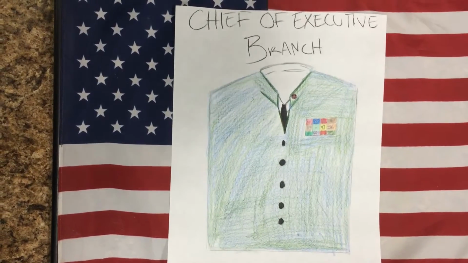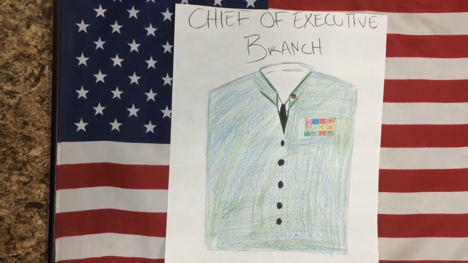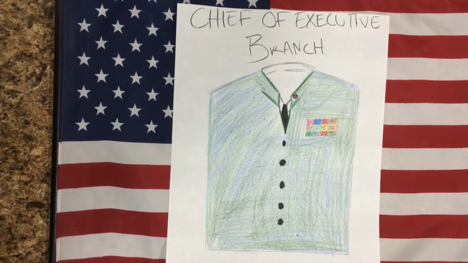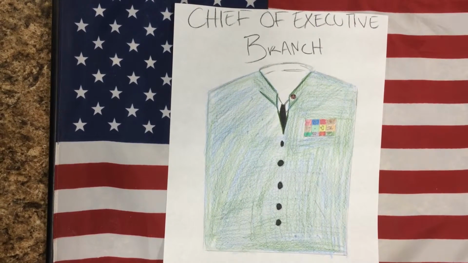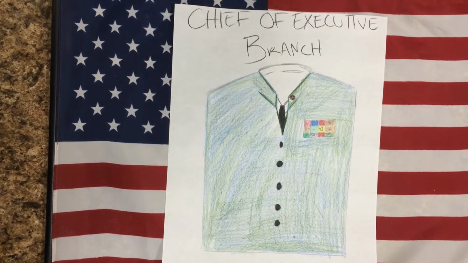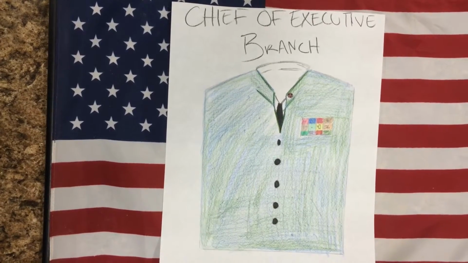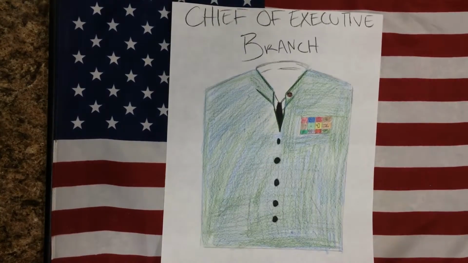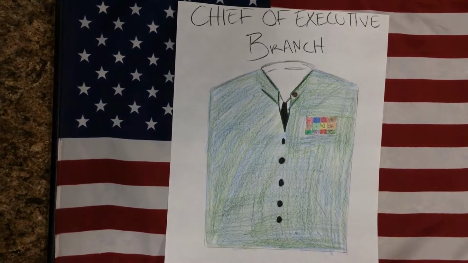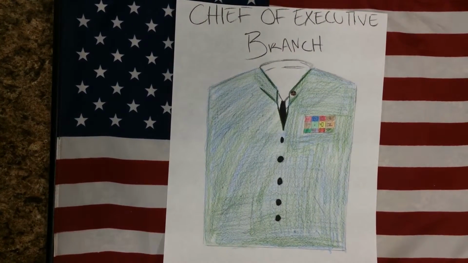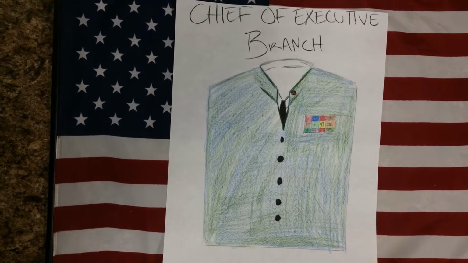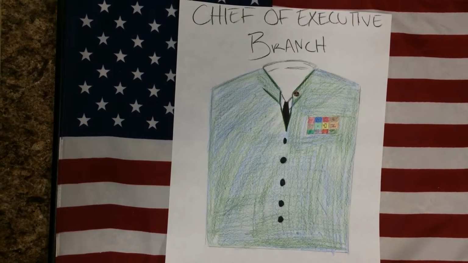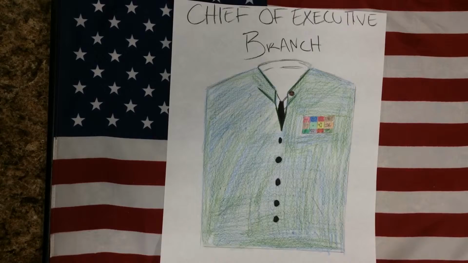The third will be Chief of the Executive Branch. The President appoints federal judges, Supreme Court justices, and directors of federal agencies. The President also creates policies to determine their goals for their term. An example will be in 2013, President Barack Obama appointed John Brennan as Director of the Central Intelligence Agency.